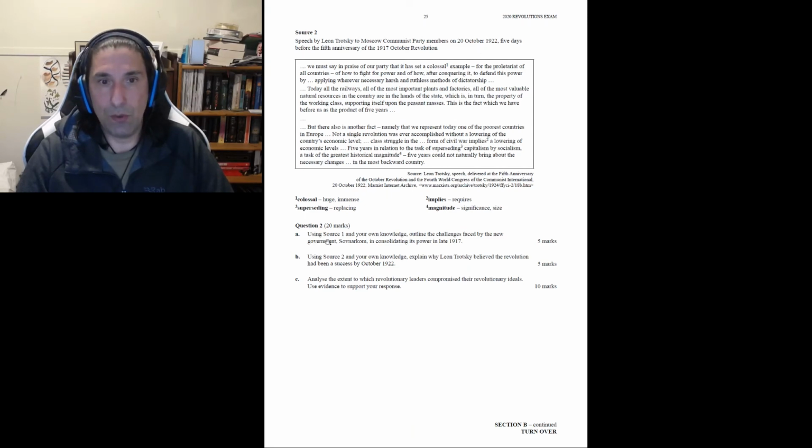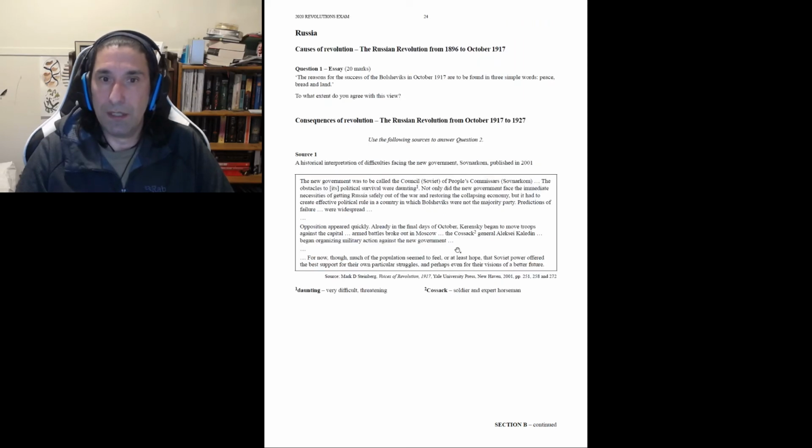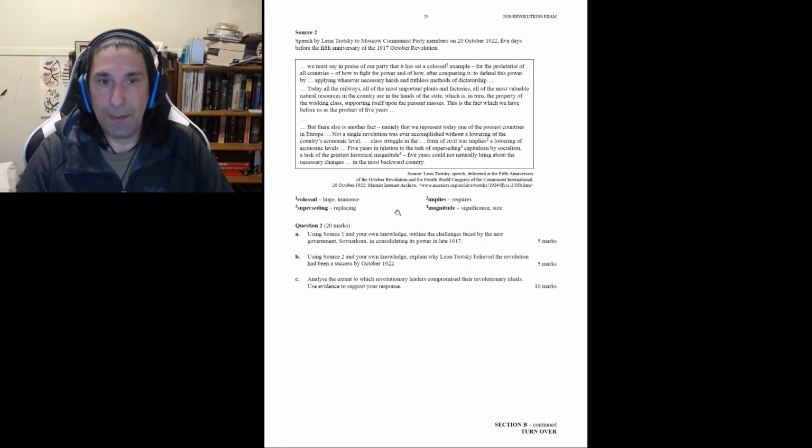Using source 1 and your own knowledge, outline the challenges faced by the new government, Sovnarkom, in consolidating its power in late 1917. Getting Russia safely out of the war, restoring a collapsing economy, but it had to create effective political rule. Yep, well, this isn't too bad. Opposition appeared quickly already in the final days. Oh, there's lots of things you can talk about there.